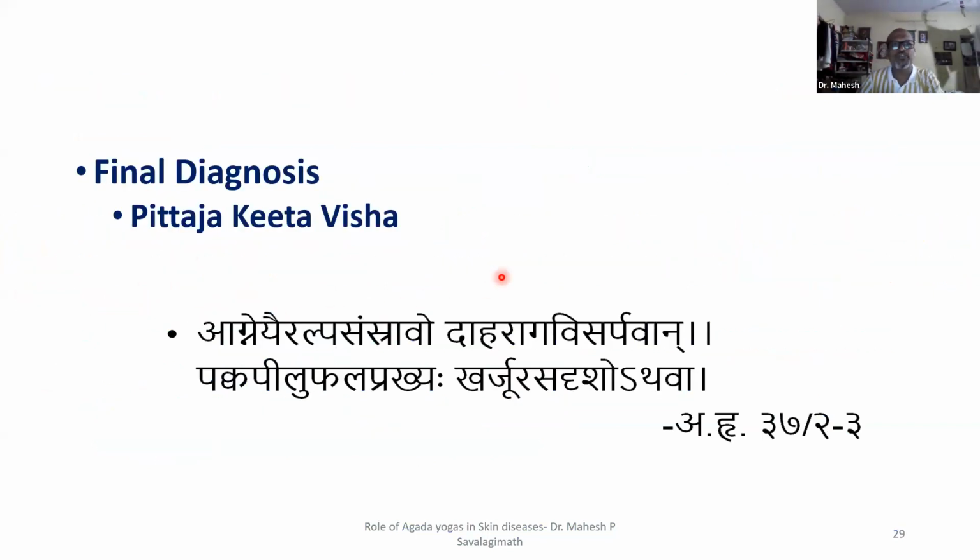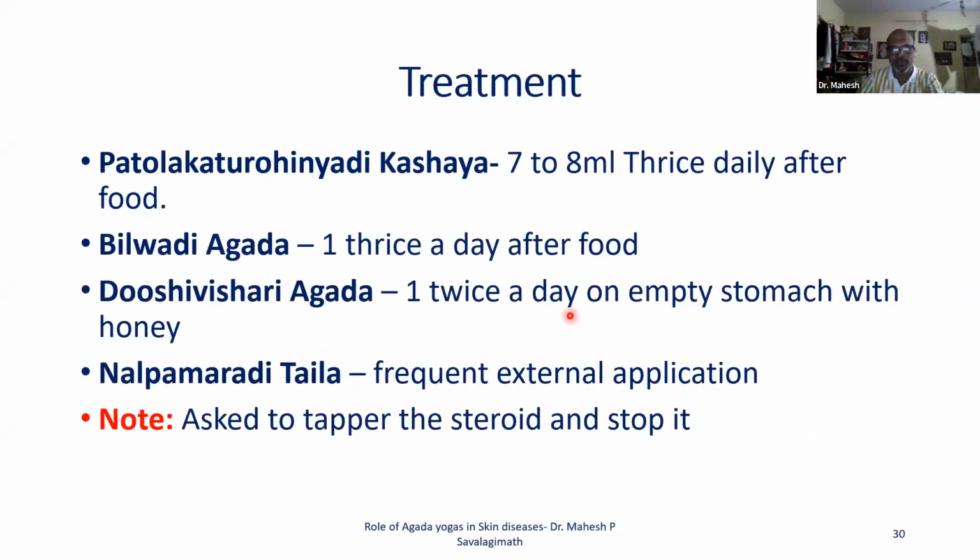So our diagnosis was Pittaja Kitavisha. Agneya Rakta Sravo, Daha Raga Visarpavan, Pakwa Pilu Phala Prakhya, Karjura Sadrusho Atava. So the same presentations are there. Sraava is not there, right? Daha, the severe burning, is there, Raga, erythema, is there, Visarpavan, it is spreading. She even had it on the abdomen and upper extremities also, right? So we considered it as Kitavisha, Pittaja Kitavisha.